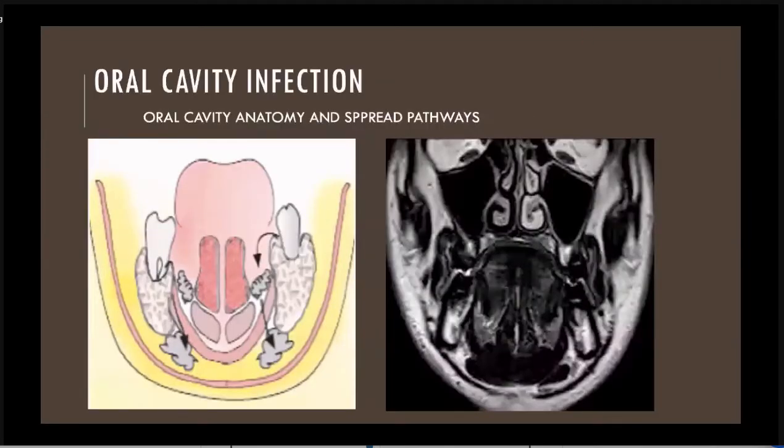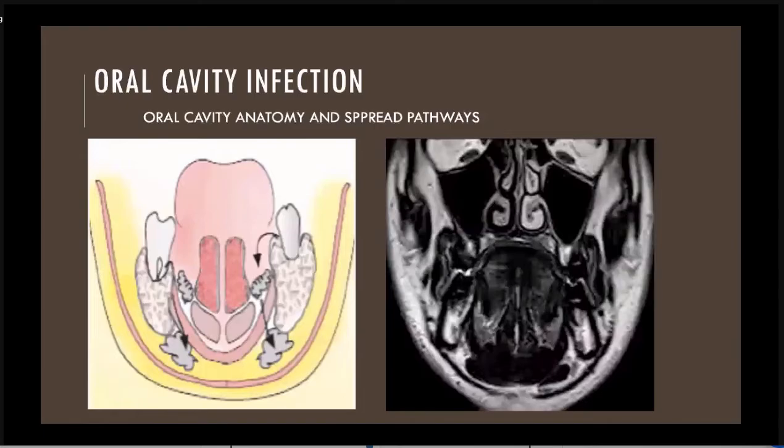Now moving forward from the peritonsillar infection to infections of the oral cavity. But first, let's discuss the oral cavity anatomy and some important pathways of infection spread. An important structure located in the oral cavity is the mylohyoid muscle. This muscle can be identified on imaging as a cup shape or a sling across the floor of the mouth.